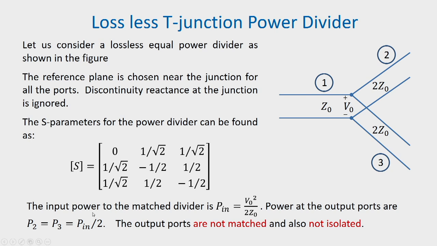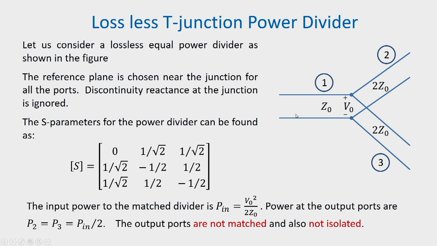The input power to the matched divider is P in equal to V0 square by 2Z0, where this V0 is common to all the three ports. Therefore, the output powers will be P2 equal to P3, which is equal to P in by 2, because this characteristic impedance is 2Z0. So, the output ports are not matched and they are also not isolated.